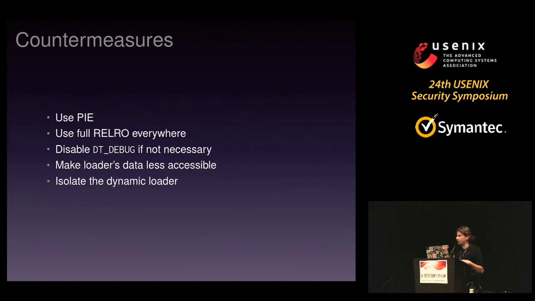Another option is to make the loader's data less accessible. So instead of putting a pointer, for instance, to the link map data structure, you might put an index that the loader will then use to index an array of pointers in its private memory. Finally, the most radical solution is to completely isolate the dynamic loader from the application. For instance, if you're using a microkernel, I'm thinking about Symbian OS, the dynamic loader is completely in another process, so there's no way in which you can tamper with its data.